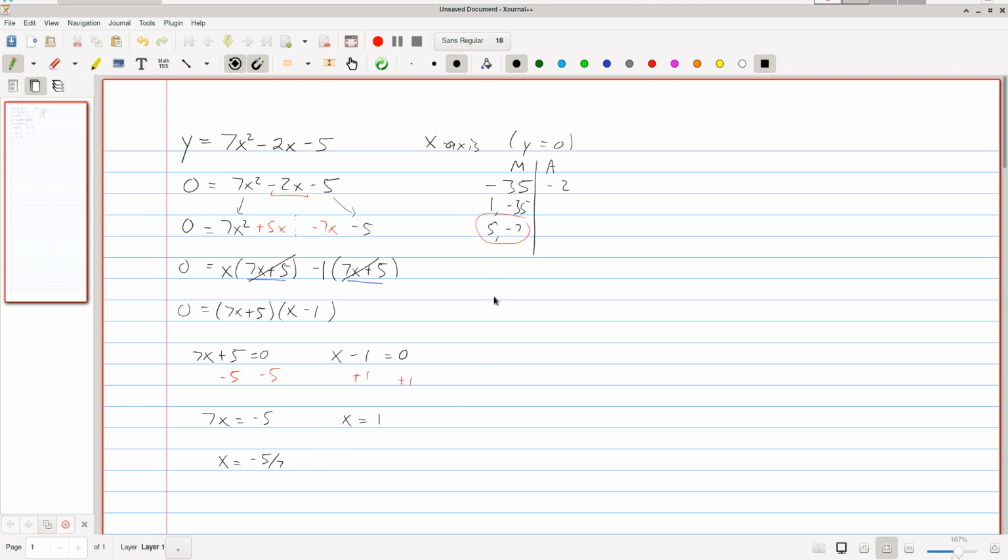However, we're looking for points. So the first point has an x value of negative 5/7 and a y value of 0. The second point has an x value of 1 and a y value of 0. So these are the 2 points where the graph crosses the x-axis.